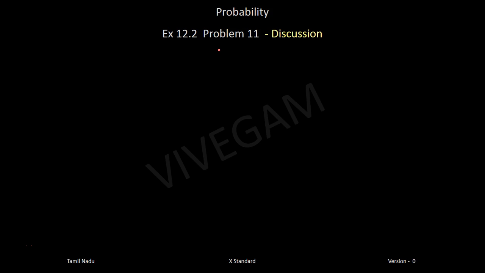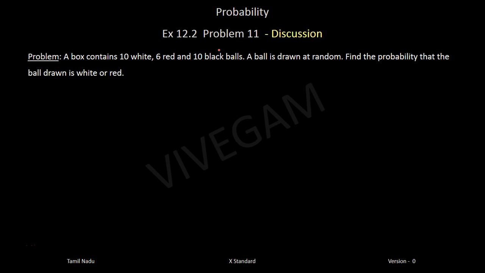Exercise 12.2, Problem 11, discussion. A box contains 10 white, 6 red and 10 black balls. A ball is drawn at random. Find the probability that the ball drawn is white or red.